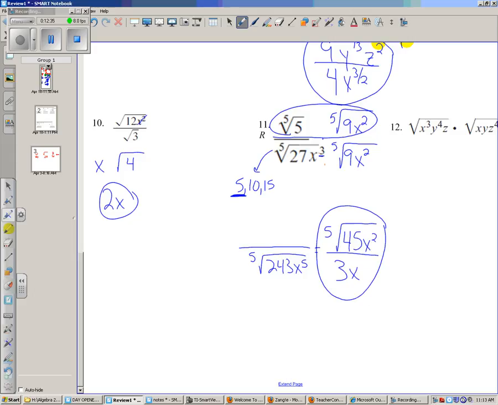The first thing I'm going to do is look, is anything perfect in each one? The y to the fourth is perfect. That's going to come out. That becomes y squared. In the other square root, the z squared is perfect, so that's going to come out. It's all multiplication, so I'm just going to put it up here. And now, since they are both square roots, what I'm going to do is combine what's left.